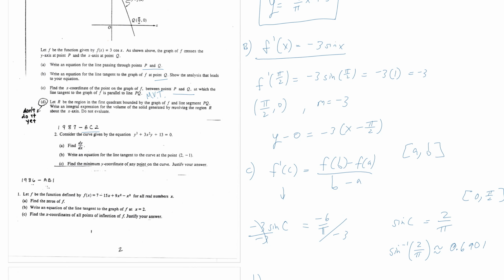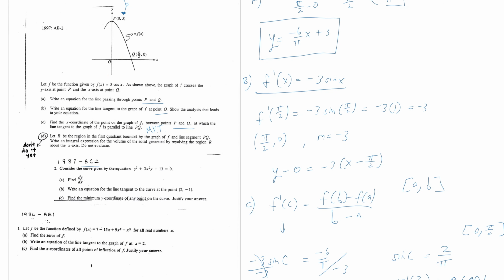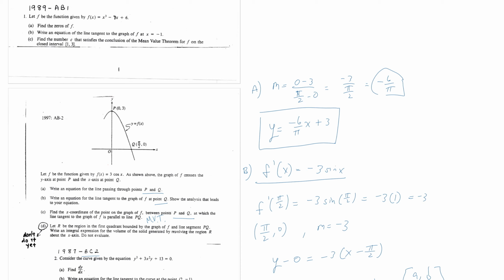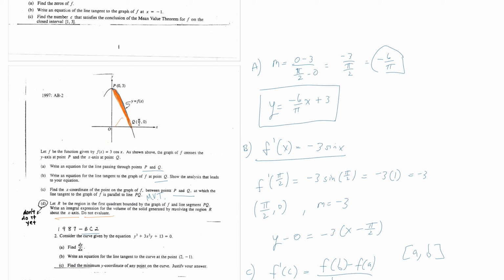Here it is. Let R be the region in the first quadrant bounded by the graph of f and line segment PQ. Write the integral expression for the volume of the solid generated. Okay, solid of revolution. What are we rotating? We're rotating this, this is f, and then it says PQ. I'm just going to shade the whole thing. I'm not good at drawing lines. About where? The X or Y axis? About the X axis. Do not evaluate, even better. So we're rotating this around the X axis.